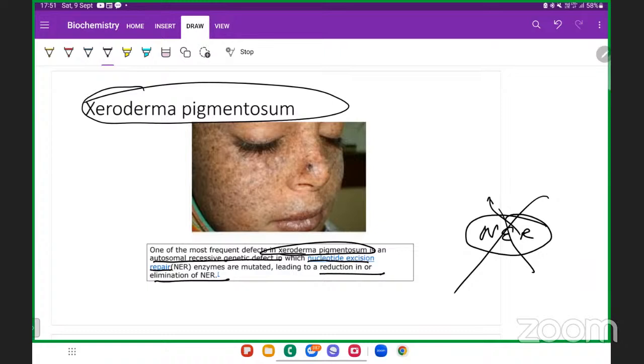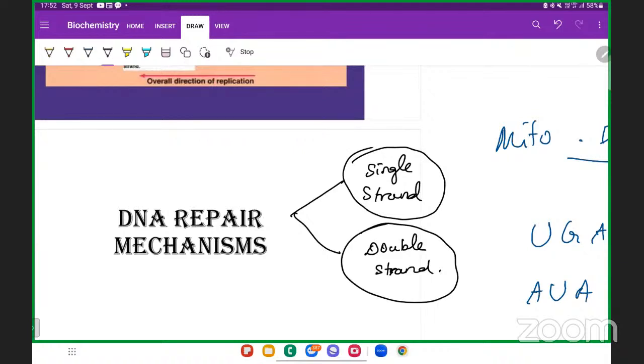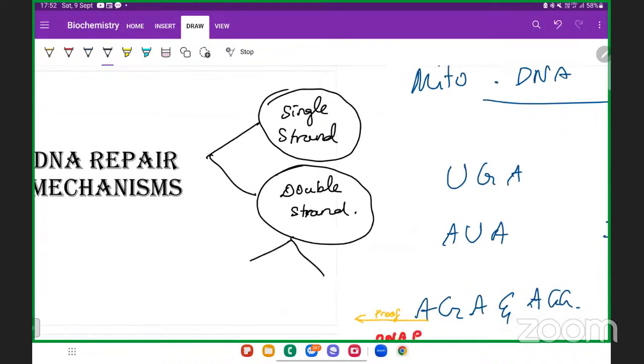Once you understand this, I told you clearly in the beginning that you have either a single strand problem or a double strand problem. When there is a single strand problem, you can go for the first three I told you. But whenever there is a double strand problem, then what are you going to do? You have two options: the homologous repair, that is recombination, or non-homologous end joining repair. So for double strand breaks, you have two types of repair mechanism: homologous repair or non-homologous repair.